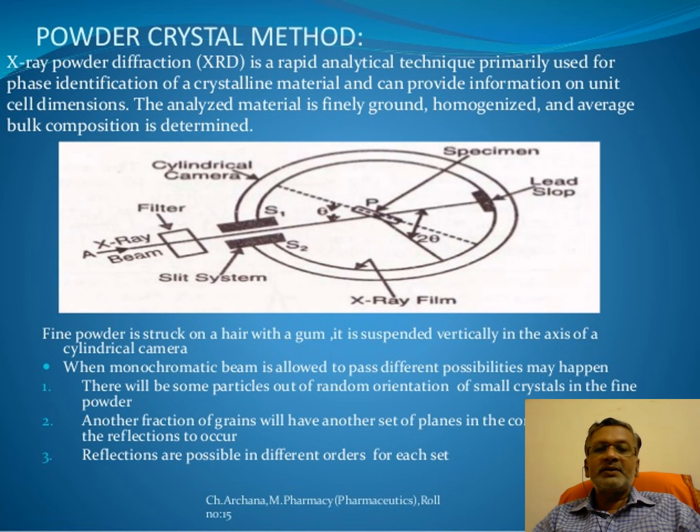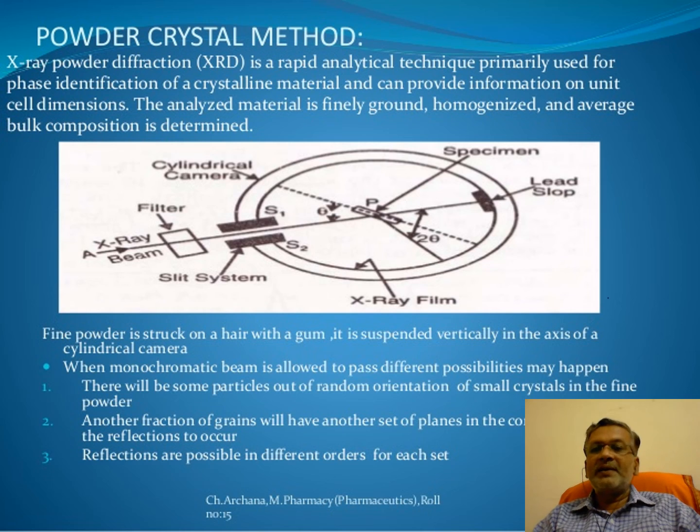Fine powder is stuck on a hair with gum. It is suspended vertically on the axis of the cylindrical camera. When a monochromatic beam is allowed to pass, different possibilities may happen. There will be some fraction of random orientation of small crystals in the fine powder with a particular set of planes. Another fraction of grains will have another set of planes. The reflections will occur. Reflections are possible in different orders for each set.